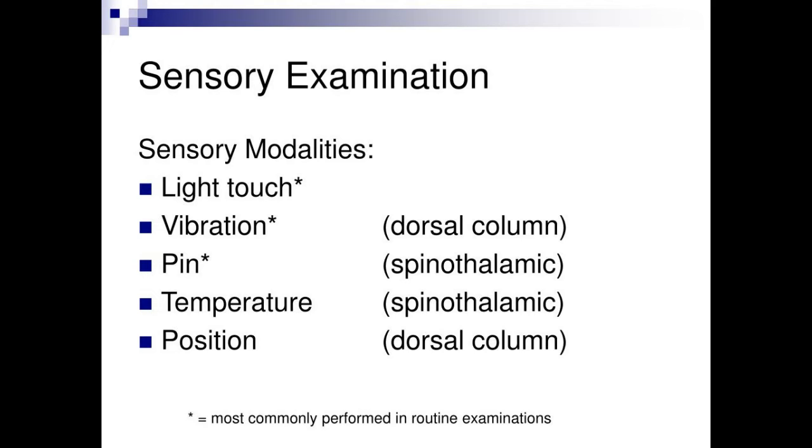It is important to note that if an abnormality is found, the other components of the dorsal column and the spinothalamic tracts must be tested. The spinothalamic tract carries pain and temperature sensation, and so can be tested using sharp versus dull and warm versus cold testing.